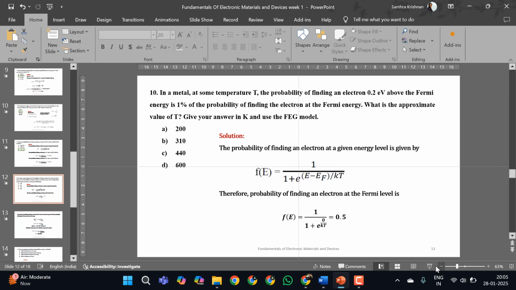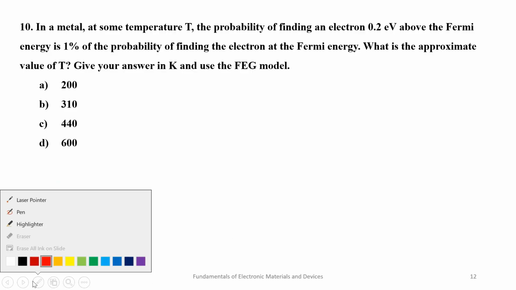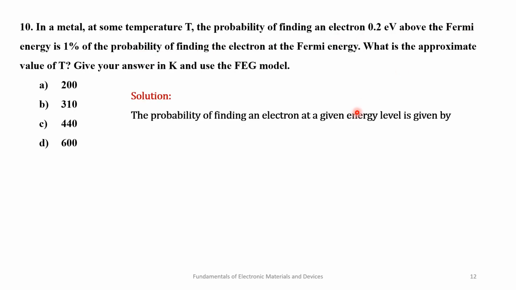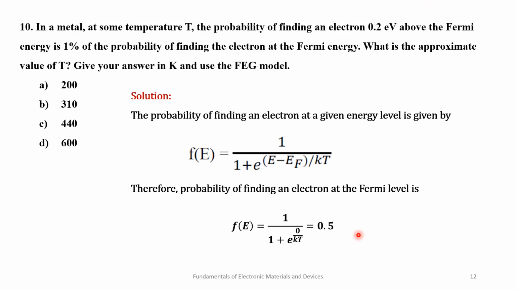In the question, if you see here, at Fermi level we have some value x. That x value is 0.5. The second condition they are telling is something we got at x, and for y, it is 1% of what we got at Fermi level. So that is the first part. First part, you get the value for Fermi level. Okay, that part is done.